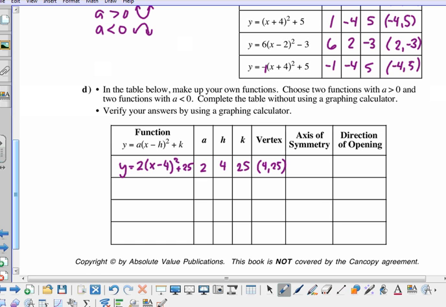And so the axis of symmetry, well, if our vertex is at 4 and 25, remember the axis of symmetry is whatever your x value is. What's the x value? 4. So it'd be x equals 4. And which way is this guy opening if it's a positive 2a? Up. Yeah.